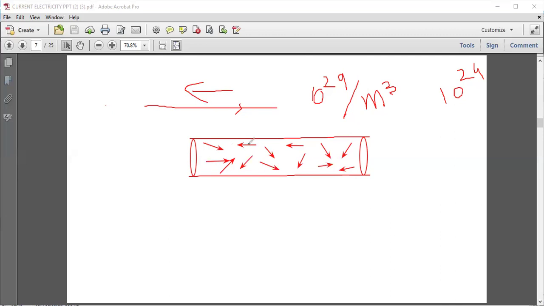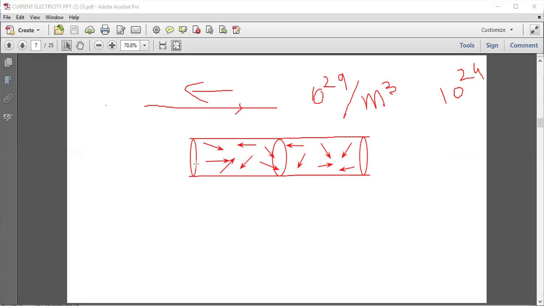So see here, individual motion of each electron will produce electric current. But overall, there is no electric current in this conductor. And why is there no electric current in this conductor? Because current produced by one electron will be neutralized by other electrons. Therefore, there will be no net current in the conductor.